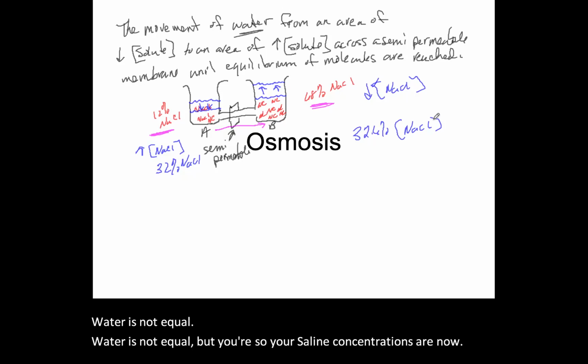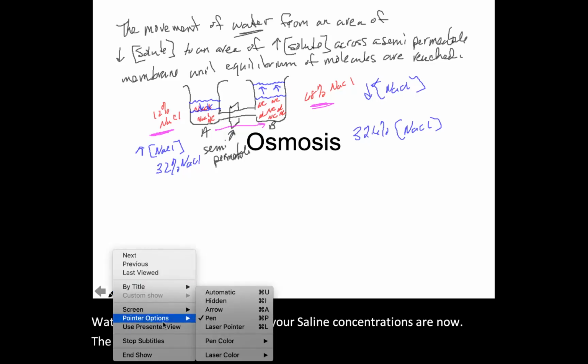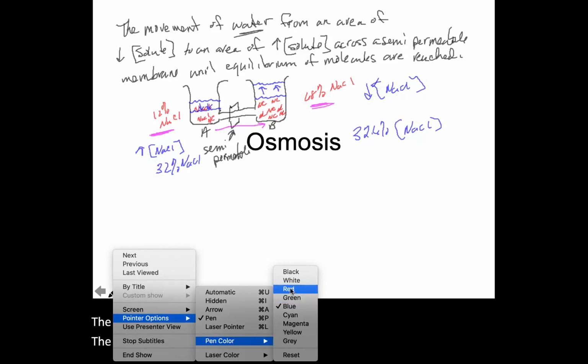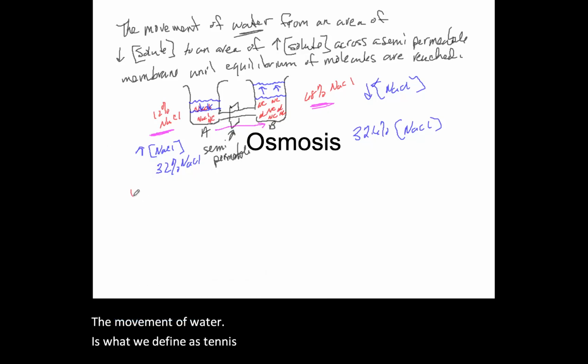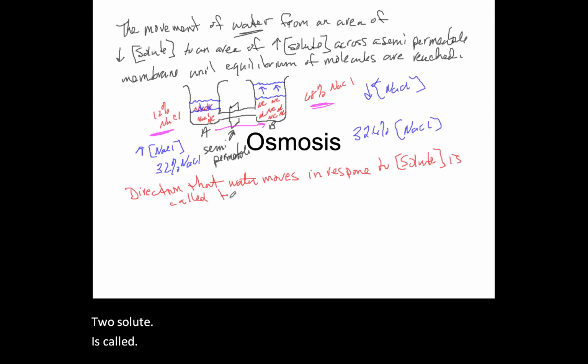Now, the movement of water is what we define as tonicity. The direction that water moves in response to solute concentration is called tonicity. Right. And tonicity has three different possible outcomes.